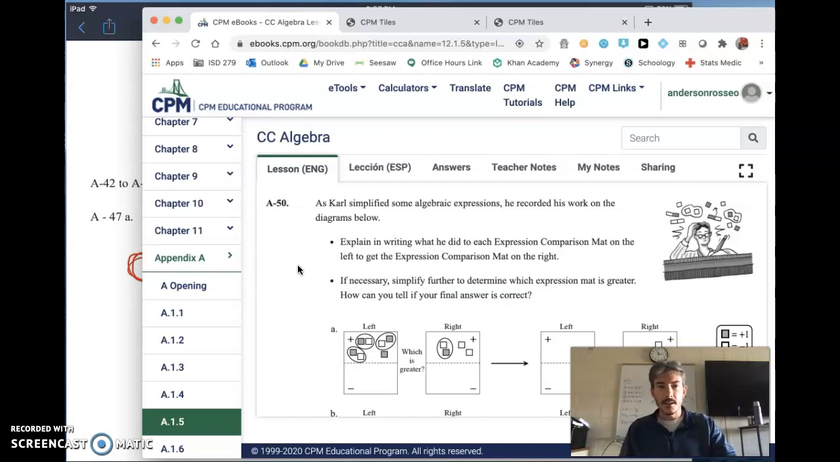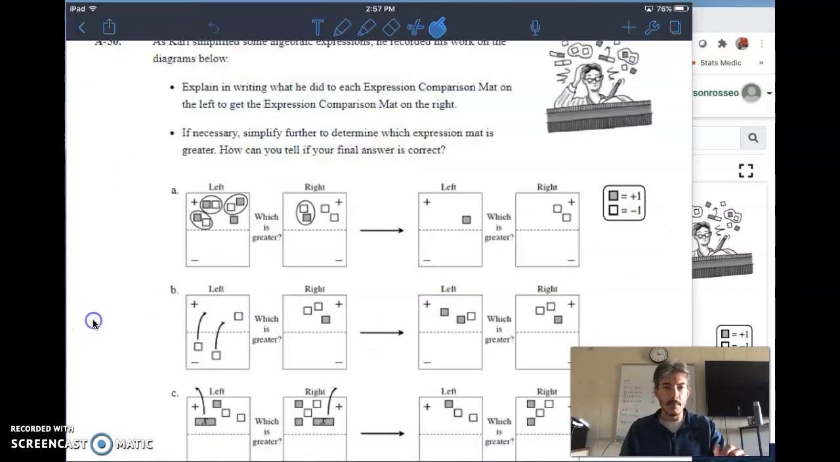All right, and we're to explain in writing what Carl did to each expression mat to get from the left to the right. Okay, we're not going to necessarily do that in writing. I'll walk you through a couple of these, and we'll do it verbally. And I do have my iPad working again, so let's go ahead and check it out here. What has he got going on over here on the left-hand side? Well, check this out. He's got some opposite pairs circled, just like we did. We got some opposite pairs circled.